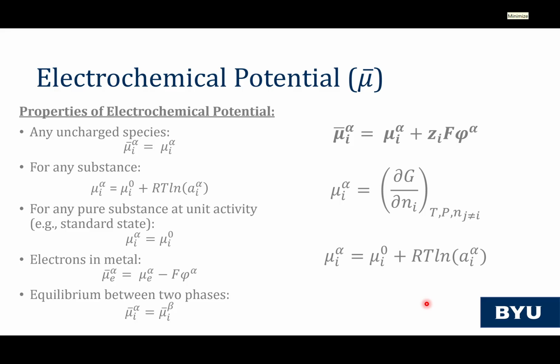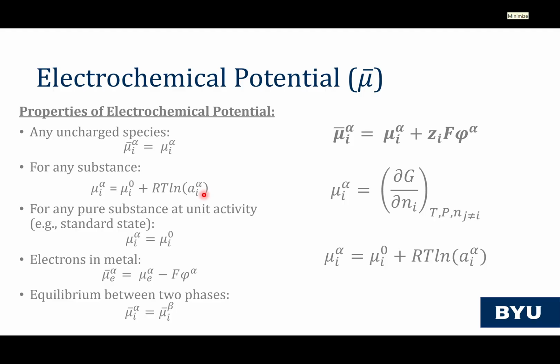A few more points. Like I said, for any uncharged species, the electrochemical potential and the chemical potential are the same. We can write out the chemical potential of any species, and right here, this could be for a proton, this could be for an electron. Electrons do have activities in different phases.